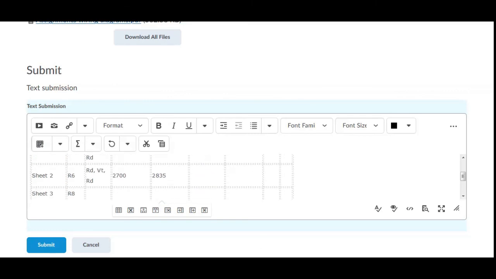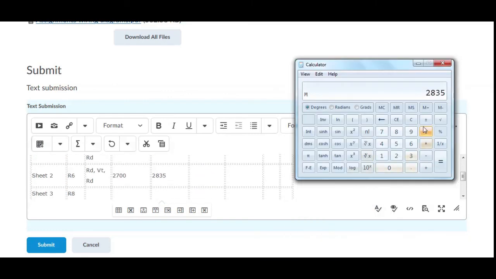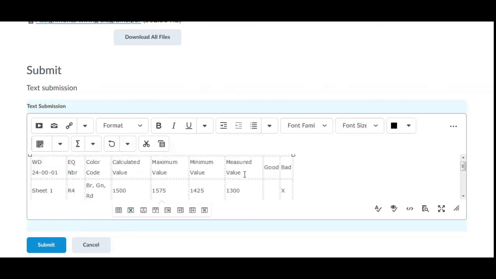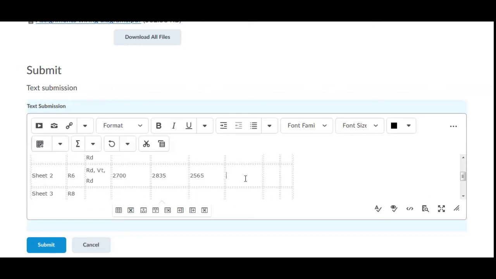My minimum value now, I have to subtract my tolerance. 2,700 minus memory recall equals 2,565. So 2,565, and let's suppose this time I measure a value of 2,625. That one would be a good resistor. Where's my X? There's X.